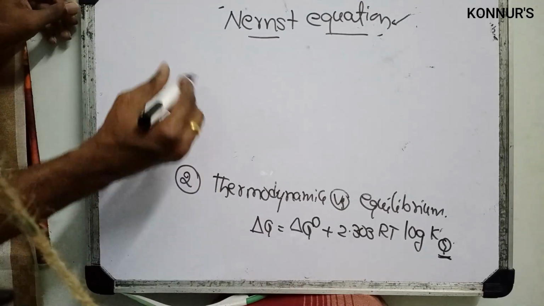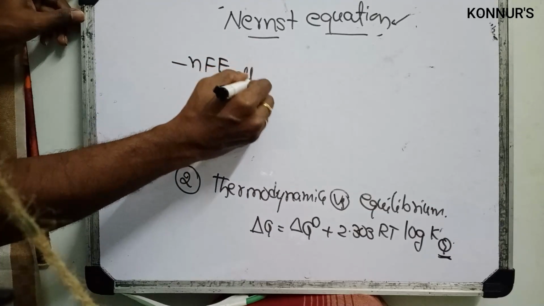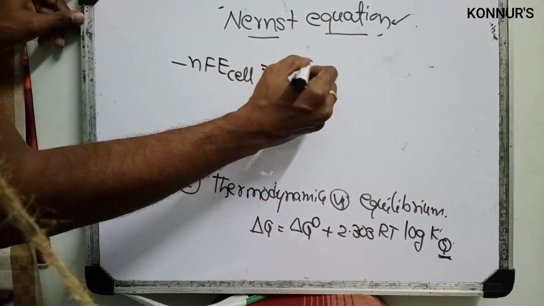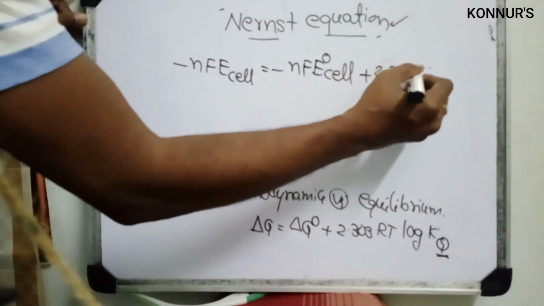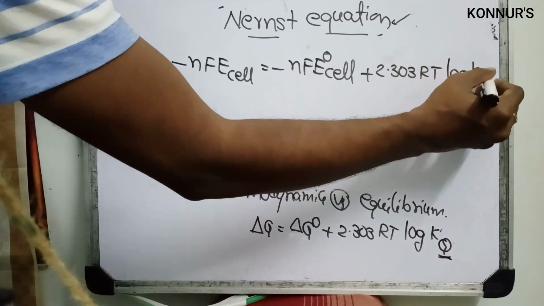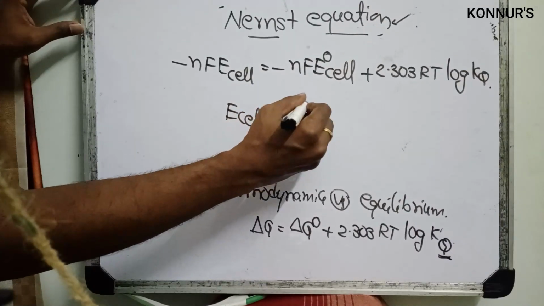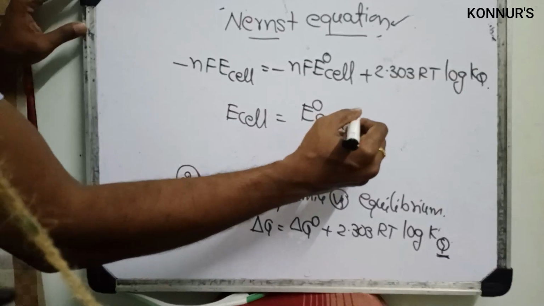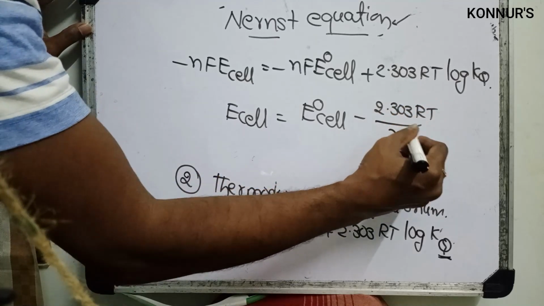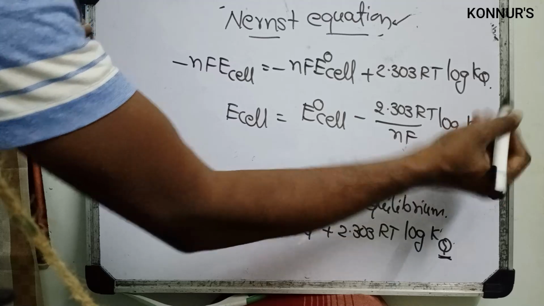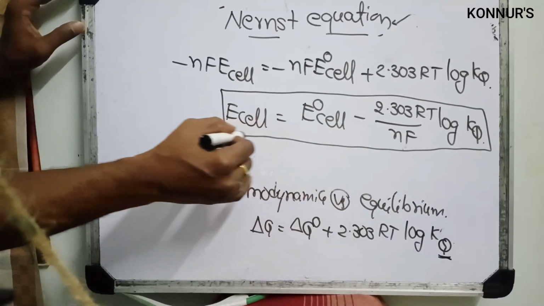How can you write delta G? In place of delta G you write minus nFE cell, equal to minus nFE naught cell plus 2.303 RT log K quotient. Take minus nF to that side: E cell equal to E naught cell minus 2.303 RT by nF log K quotient. This is called the Nernst equation.